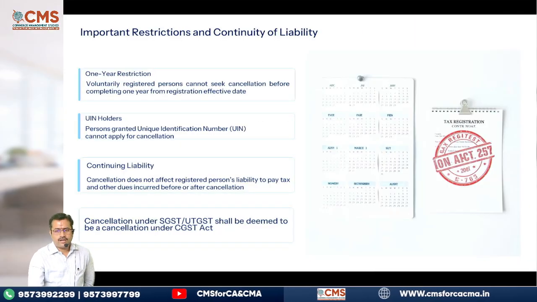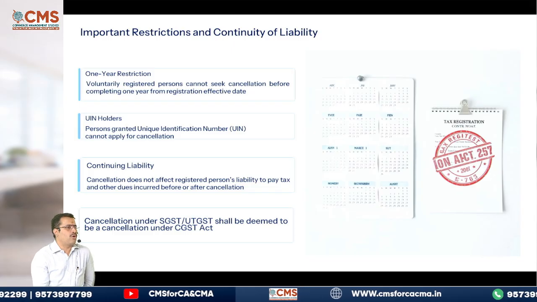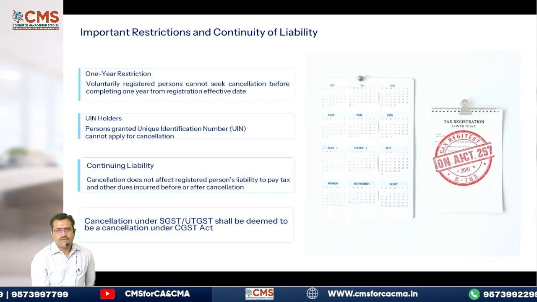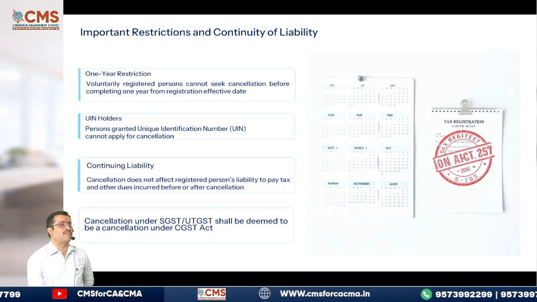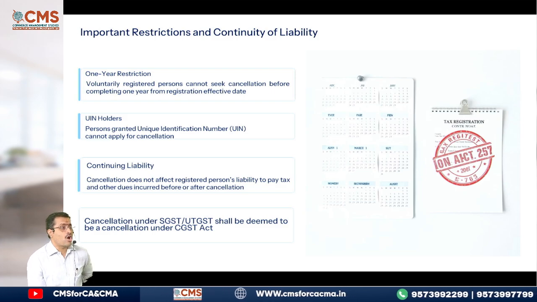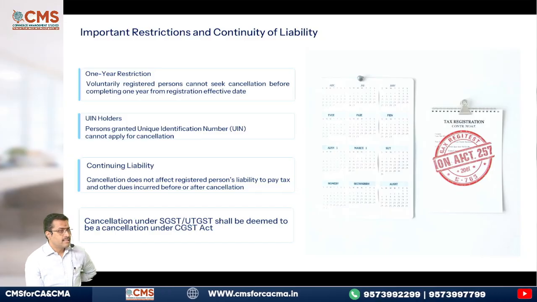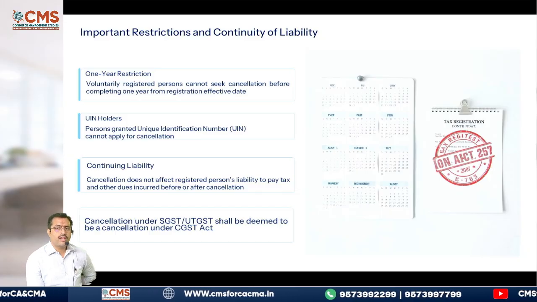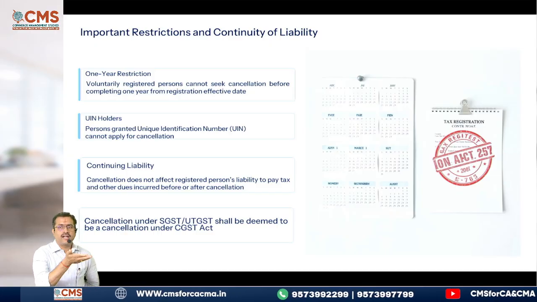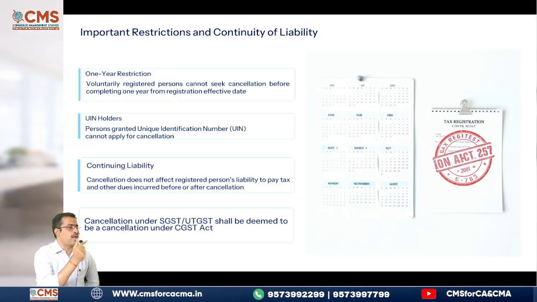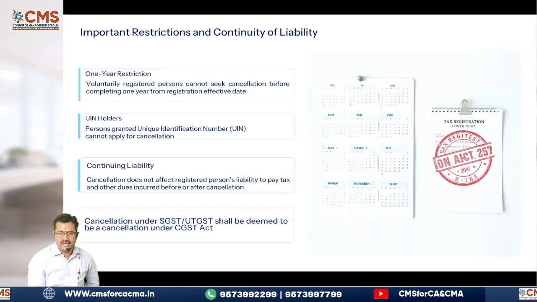Then important restrictions and continuity of liability. One year restriction will be there. What is the one year? I was telling you, if you remember, if you obtain registration voluntarily, they will not allow you to cancel the registration till one year. Do you remember? Then the second point, UIN holders. To whom will UIN be given? I told you, United Nations organizations and all which do not hold an Aadhaar number. For them, a UIN number will be there. They cannot apply for cancellation directly.